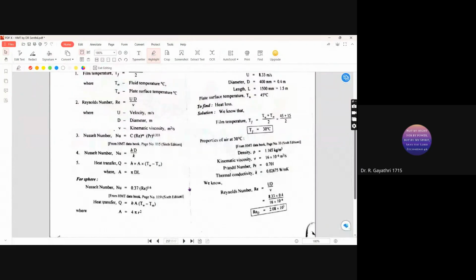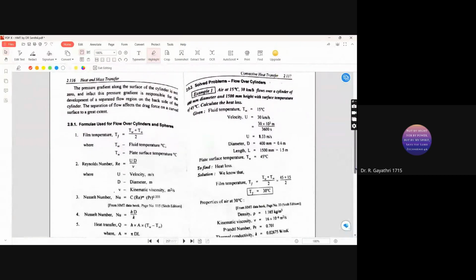For a sphere, the Nusselt number equation is 0.37 Reynolds number power 0.6. Here the area equation is 4 pi r square. The Q equation is the same, h A (T w minus T infinity). So this problem talks about flow over a cylinder. Air at 150 degrees centigrade, 30 km per hour flows over a cylinder of 400 mm diameter and 1500 mm height with surface temperature of 45 degrees centigrade. Calculate the heat loss.